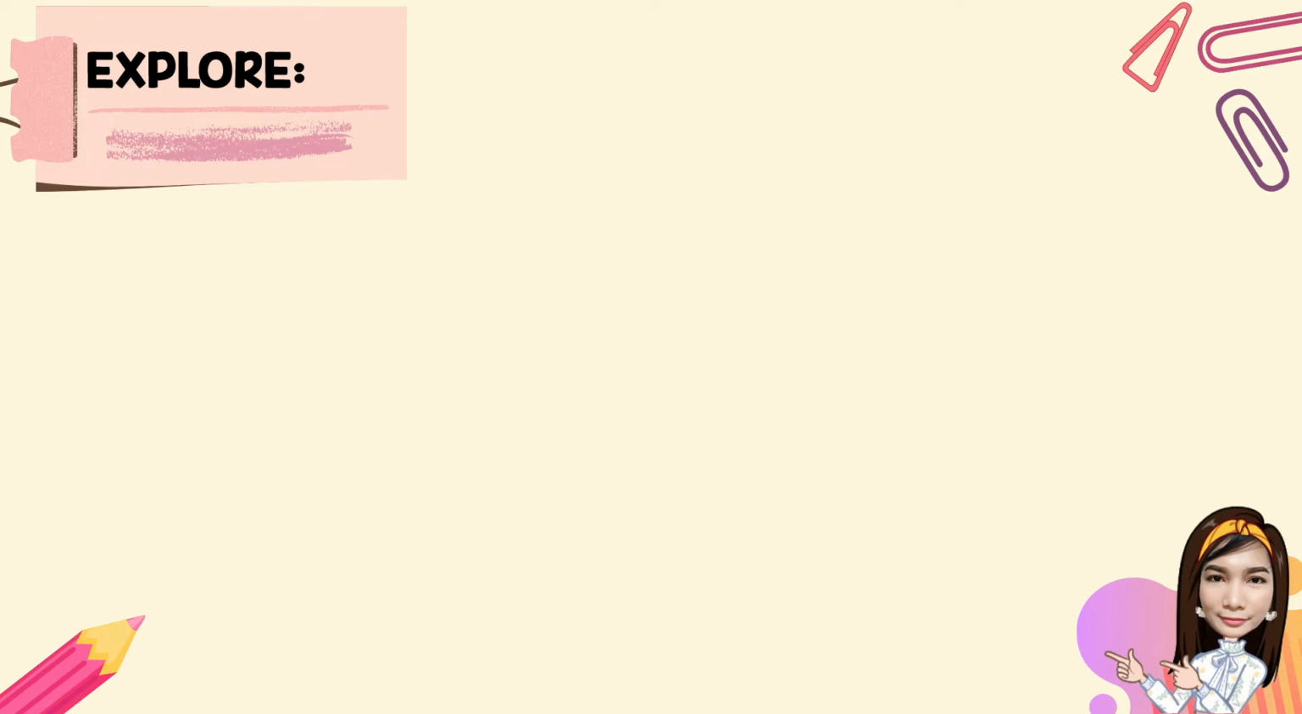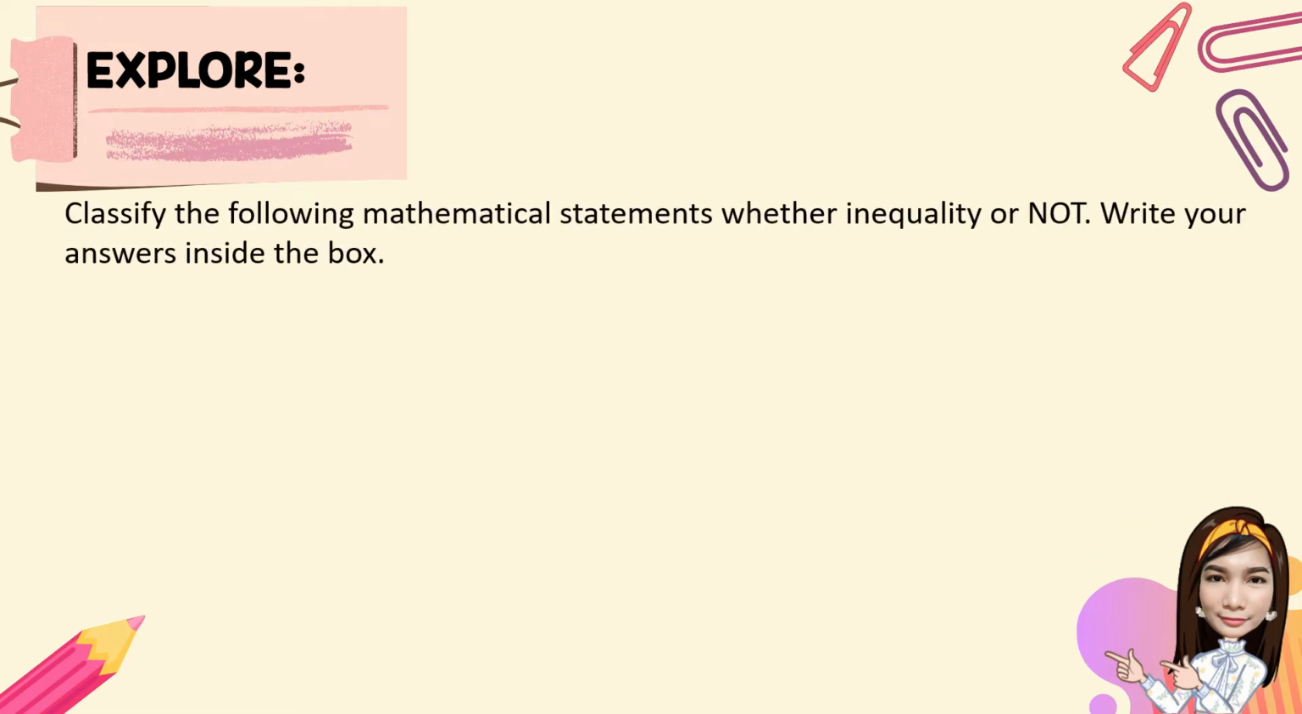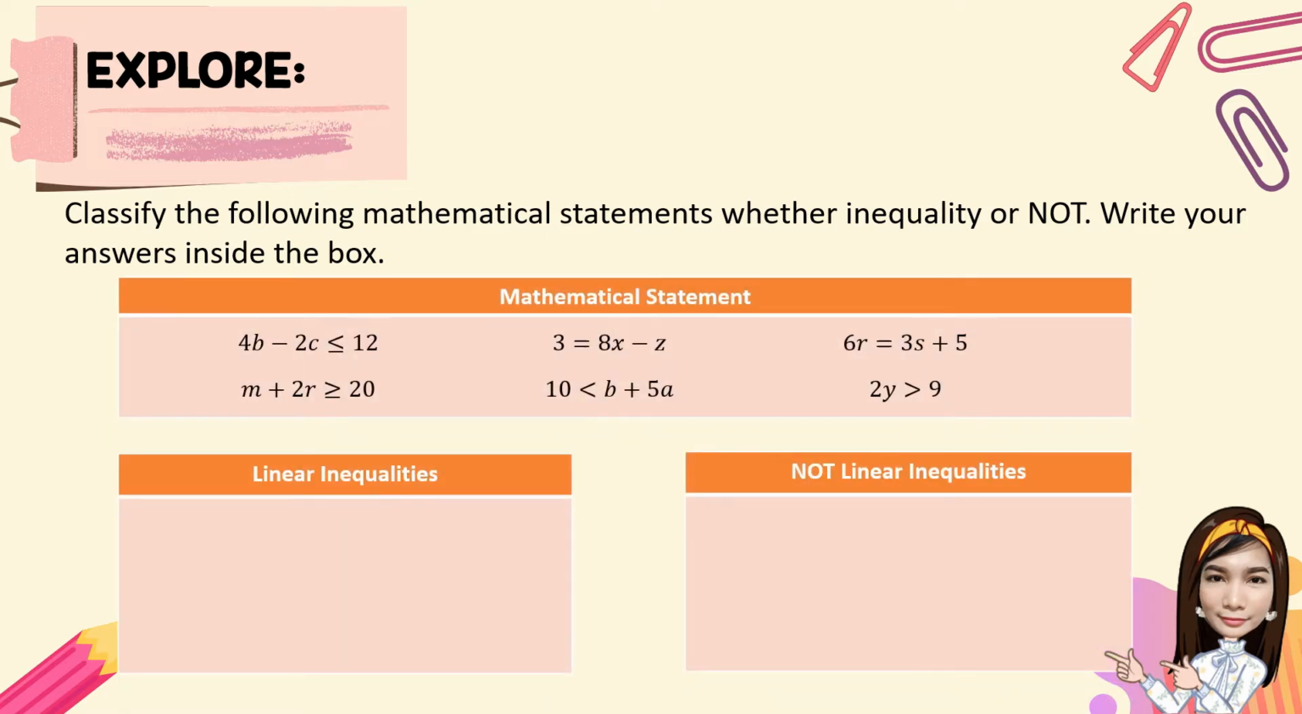Now, let's explore. Classify the following mathematical statements whether inequality or not. Write your answers inside the box. First, we have 4b minus 2c is less than or equal to 12. That is a linear inequality. Next, m plus 2r is greater than or equal to 20. That is a linear inequality. Next, 3 is equal to 8x minus z. That is not a linear inequality.